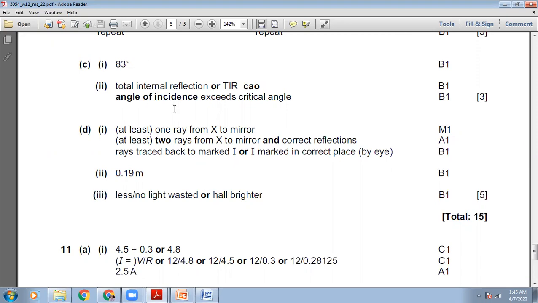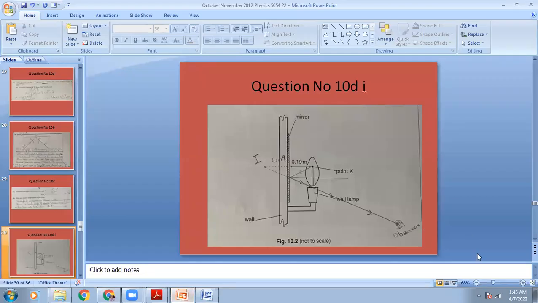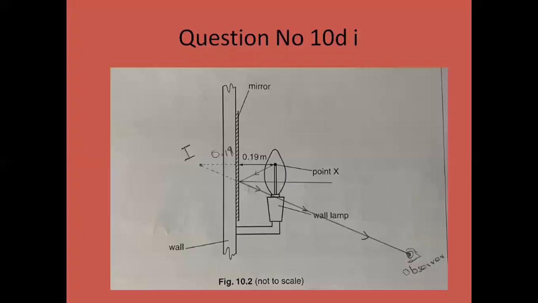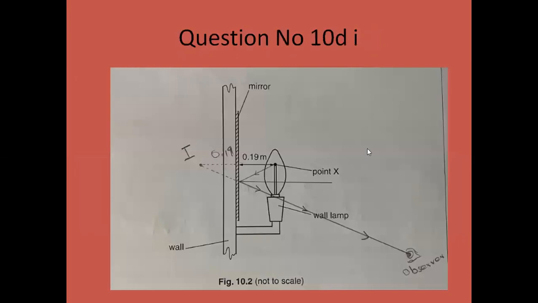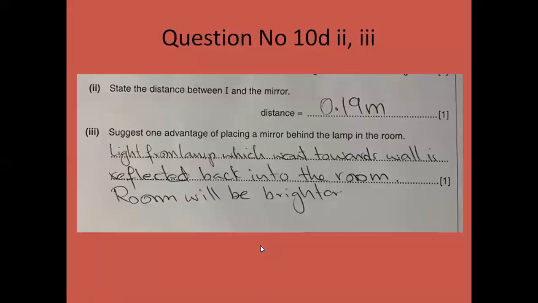Okay, so the next part they asked is: state the distance between I and the mirror. You see, the object is 0.19 meter in front of the mirror. So the image of this will also be 0.19 meter behind the mirror. That's the simple rule.